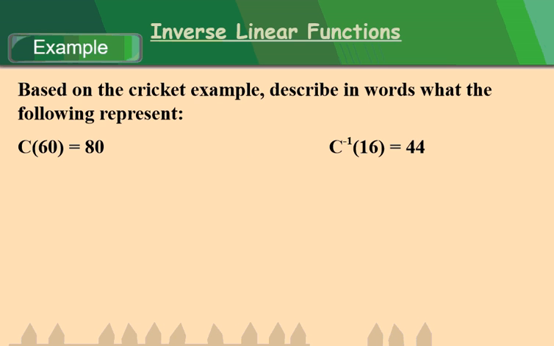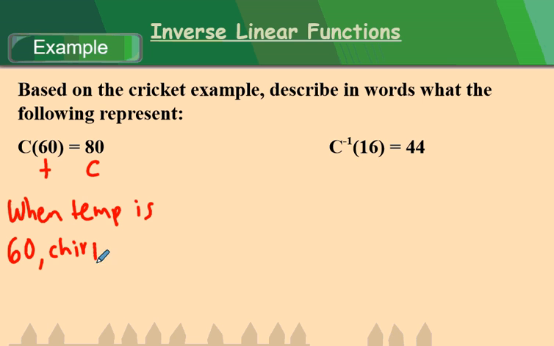We're going to practice interpreting how function notation works with regular functions and then with inverse functions. For my regular function, if I gave it 60 and it output 80, what does this mean? Well, in the original function, T was the input and C is the output. So this would mean when the temperature is 60, the chirp rate is 80. This is 60 degrees, 80 chirps per minute.